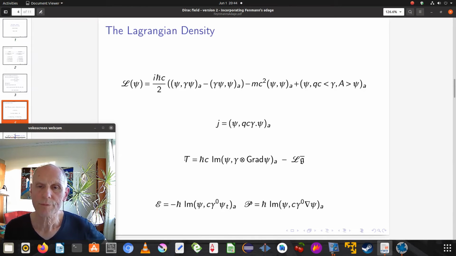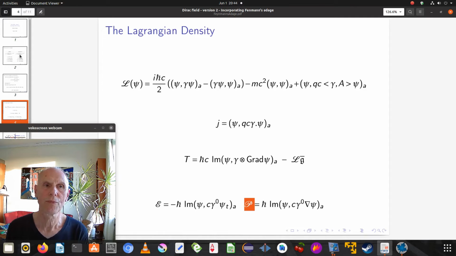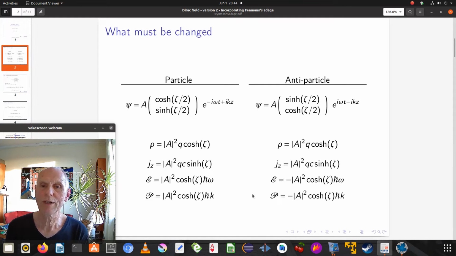It's translation invariant, so we get an invariant energy, where as usual we omit the Lagrangian density here, and momentum. So we have conservation of charge, conservation of energy, conservation of momentum. And they come out right here.